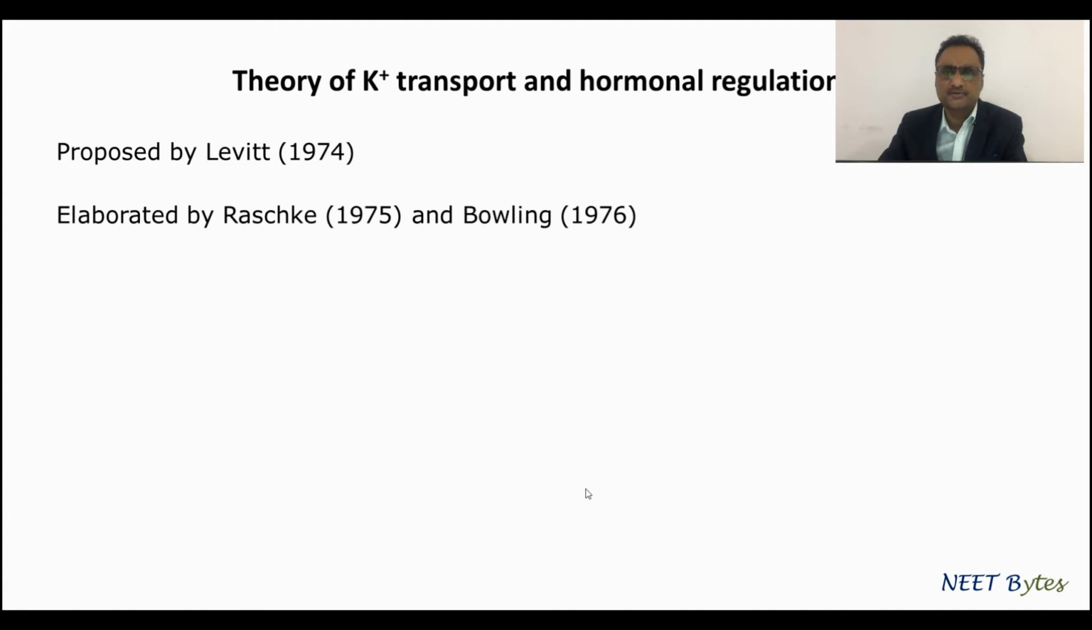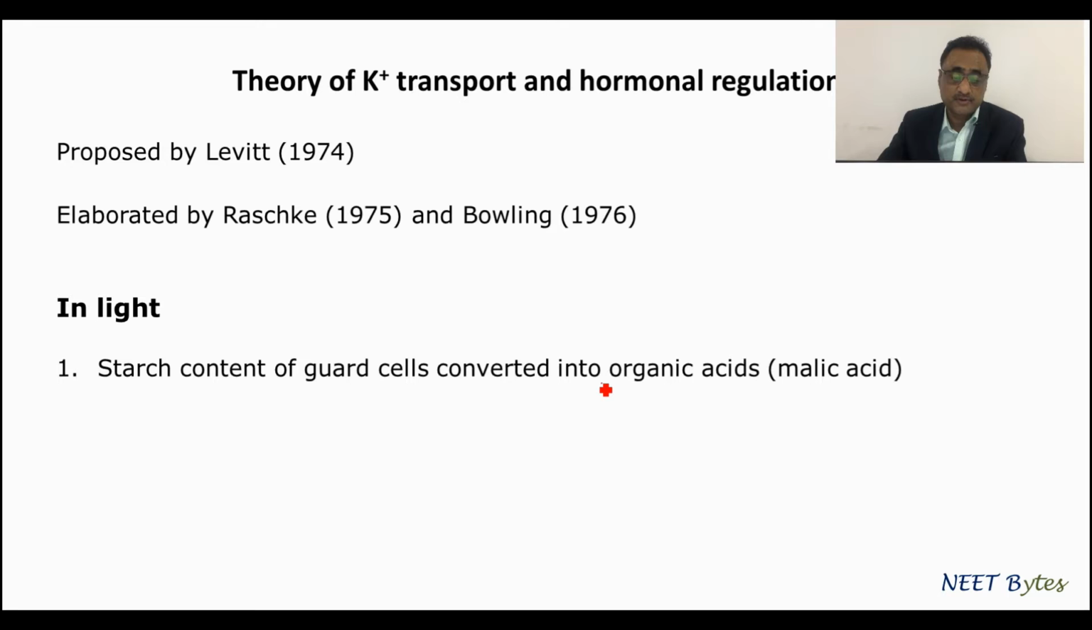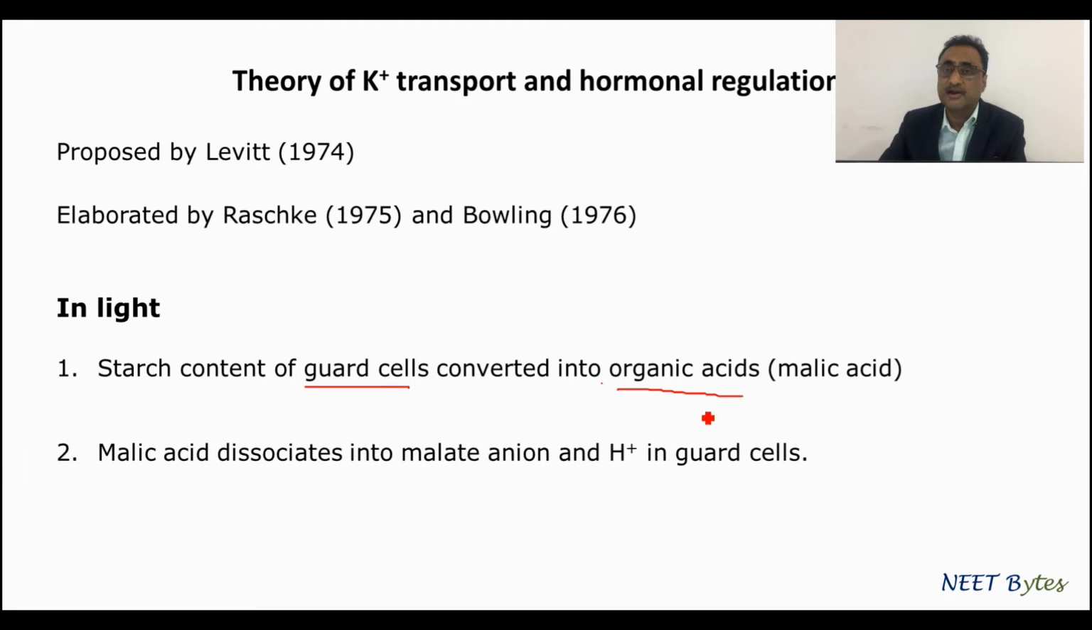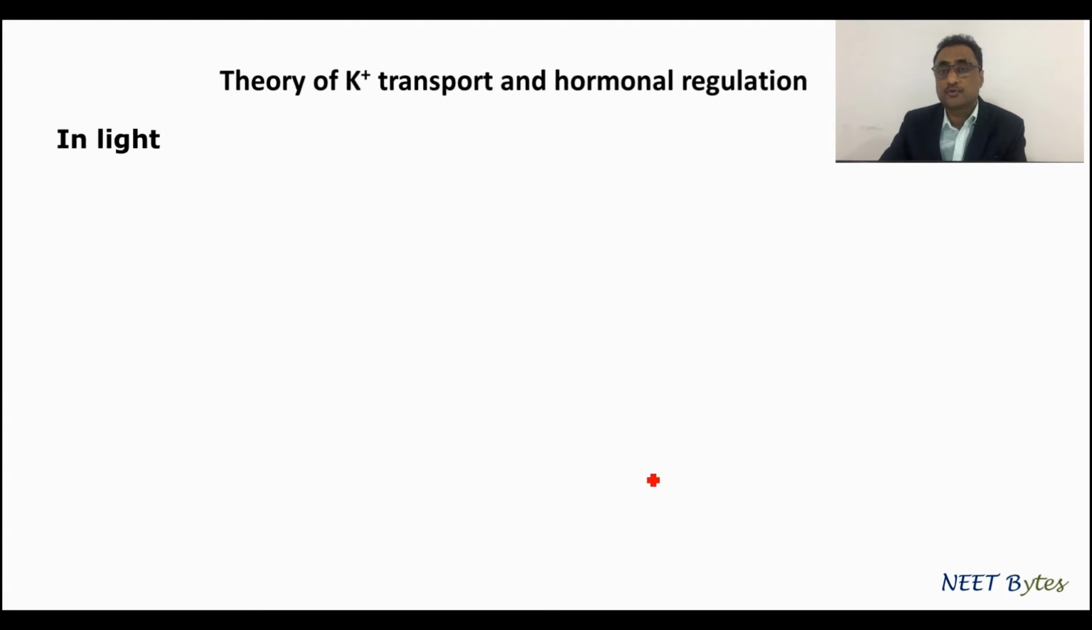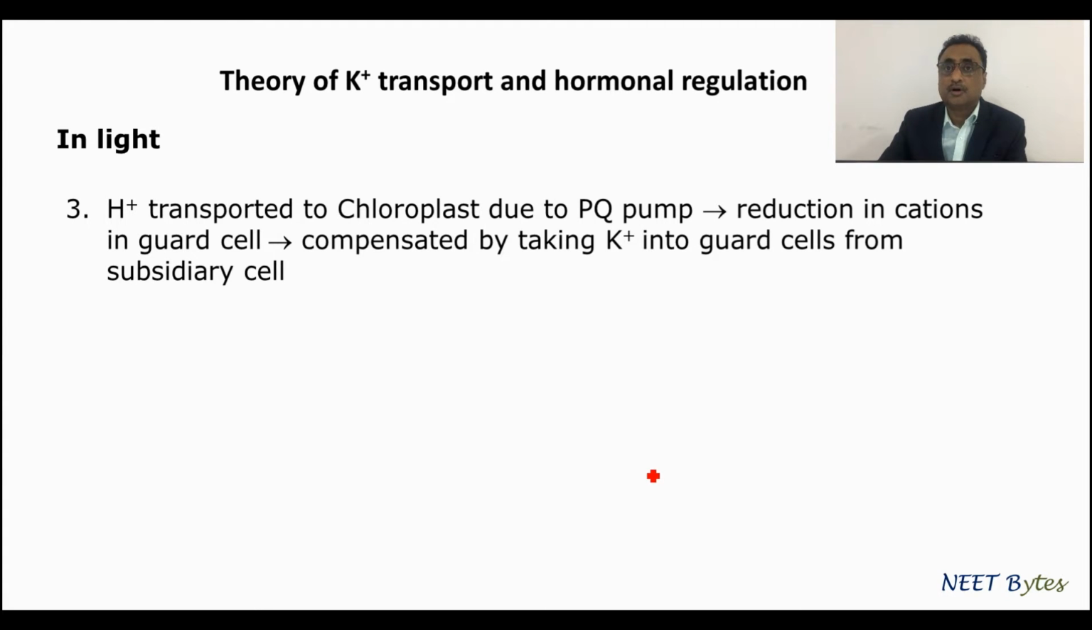First of all, let's discuss the sequence of events that happens during the light. So during light, the starch that is present in a guard cell is converted into malic acid. Now malic acid dissociates into the malate anion and the H ion. Okay. So during light, there is a photo-induced transfer of H ion from stroma to the thylakoid due to the plastoquinone pump. Okay. So it results in a reduction in the cations in the guard cells.